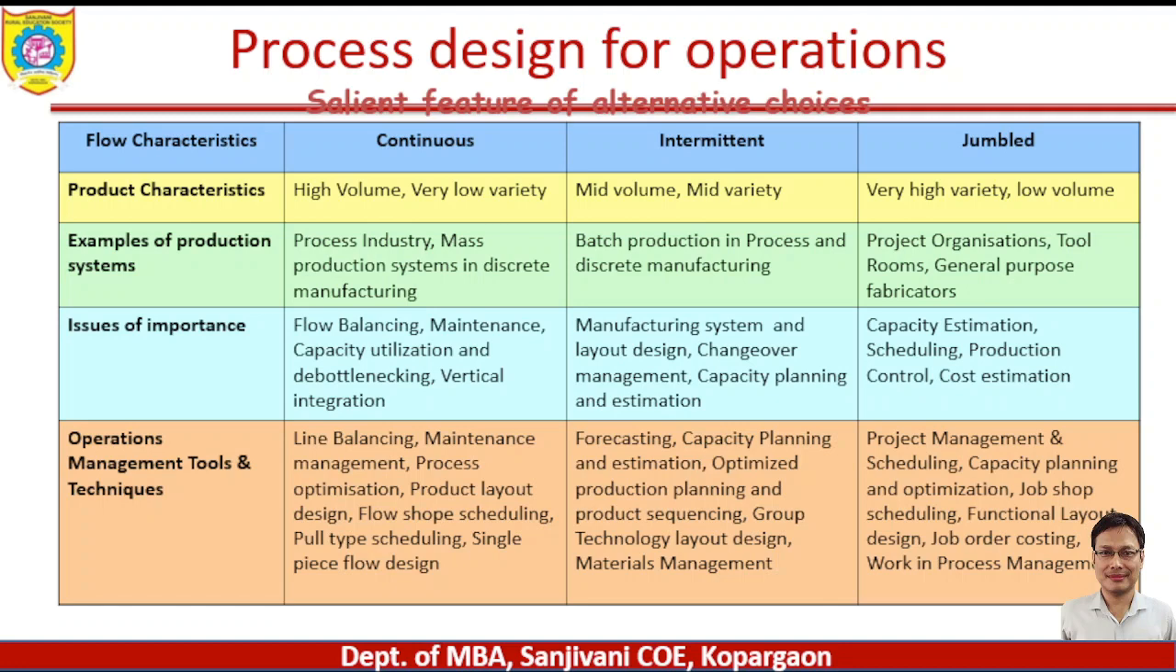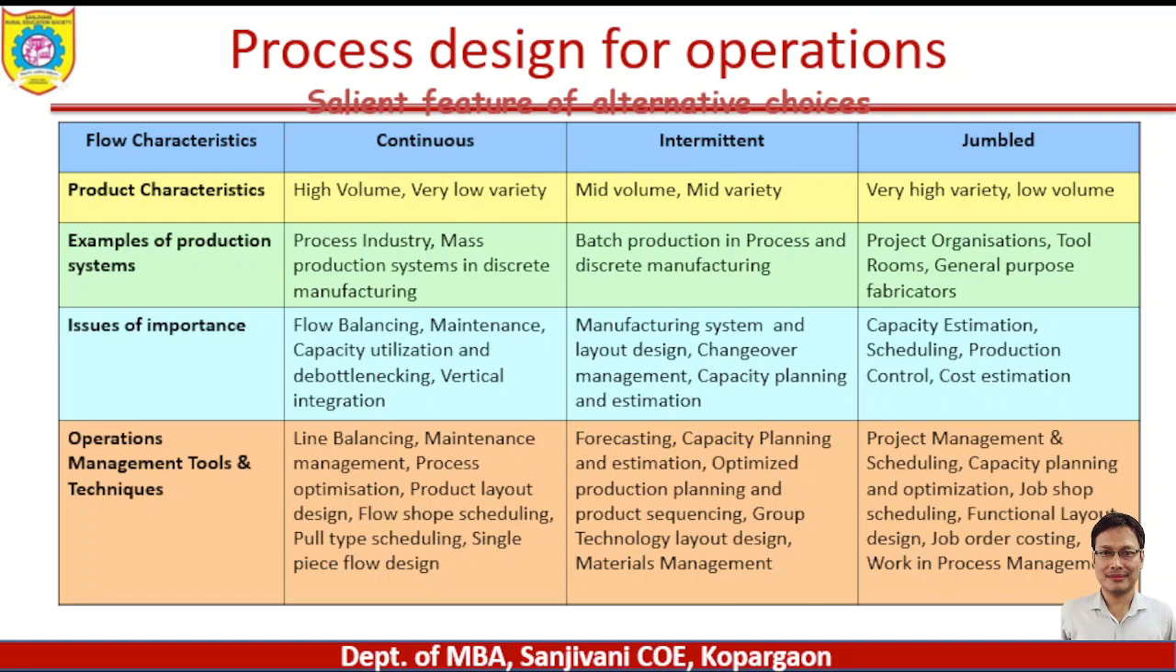Different product varieties are manufactured in different batches of mid volumes or small volumes. The main challenges and issues in managing the intermittent flow are the manufacturing system itself and the layout design. It becomes far more complicated than the continuous flow.